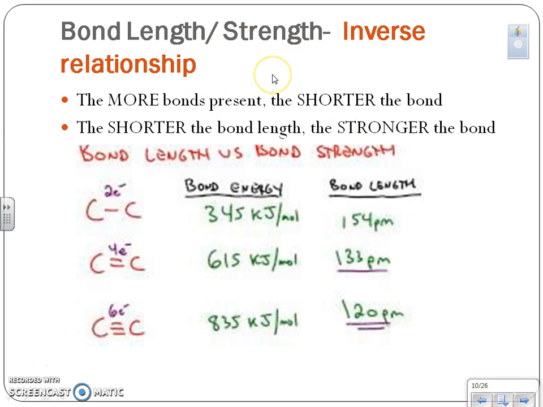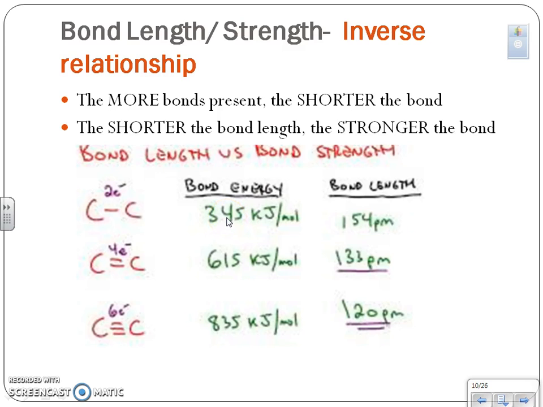Bond length and strength have an inverse or an indirect relationship. What does that mean? That means the longer the bond, this is a long bond, 154, versus a short bond at 120. The longer the bond, the less energy it takes to break it. This long bond takes 345 kilojoules per mole. This short bond takes 835 kilojoules per mole. So the longer the bond, the less energy it takes to break it.